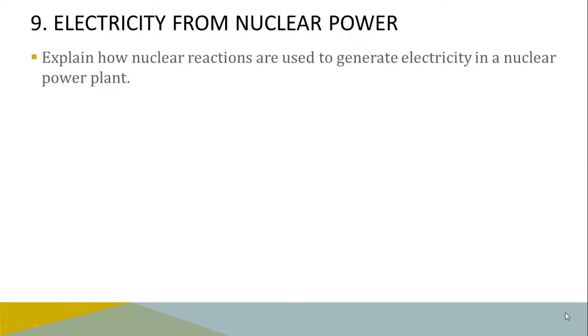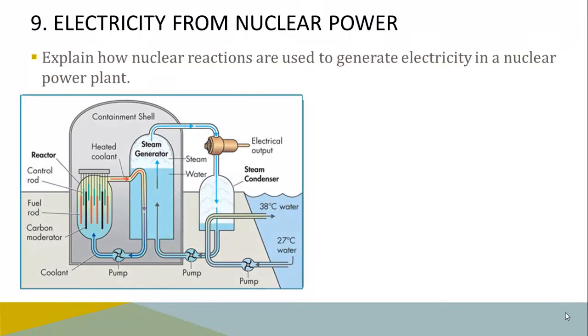Next question is about how to use nuclear reactions to generate electricity in a nuclear power plant. So this diagram here shows a simplified view of how a nuclear power plant works. So in my reactor, there are fuel rods which contain uranium or some other radioactive element, and the nuclear reaction is occurring inside. We have control rods. These are neutron absorbers, so they absorb excess neutrons to slow down our nuclear reaction.